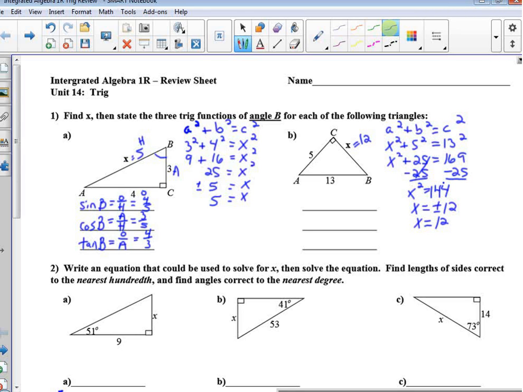So now I am talking about B, and now the 5 is the opposite. The 13 is the hypotenuse. The hypotenuse is always opposite the right angle, and the 12 is now the adjacent. Adjacent means next to, opposite would be across from. So the sine of B would be equal to the opposite over the hypotenuse, which would be 5 over 13. The cosine of B would be the adjacent over the hypotenuse, which is 12 over 13. And the tangent of B would be the opposite over the adjacent, which would be 5 over 12.